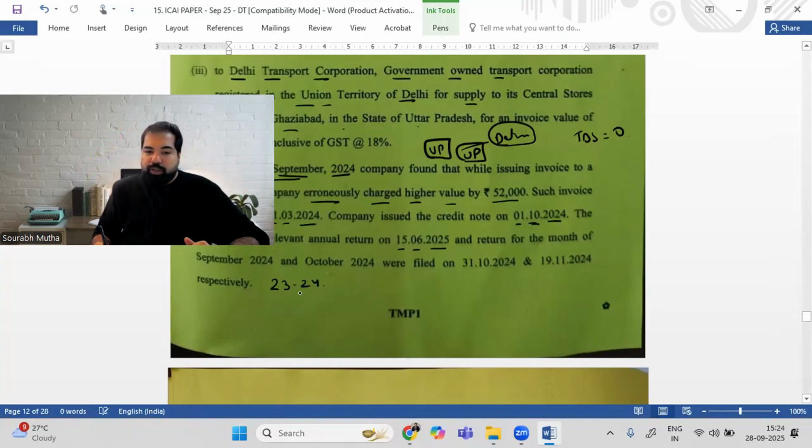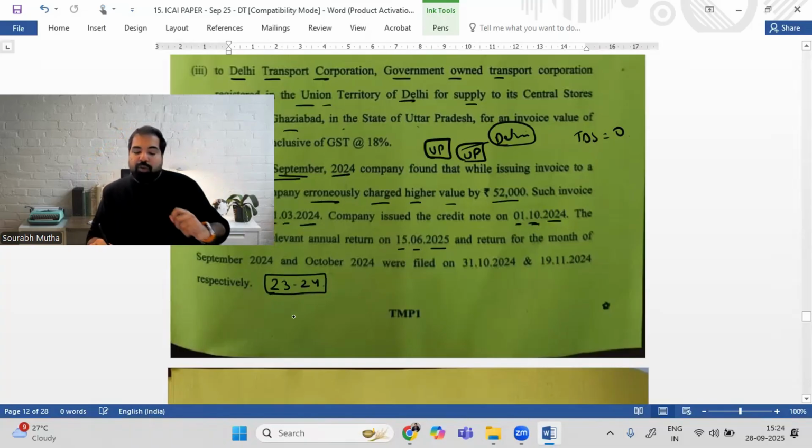Why is it 22, 23, 24? Because the transaction happened in 23, 24. You can issue a credit note, but the credit note has to be uploaded in the return by either of these two dates, NA.